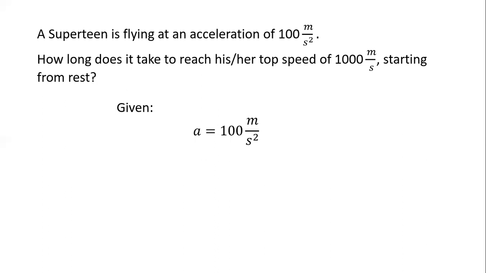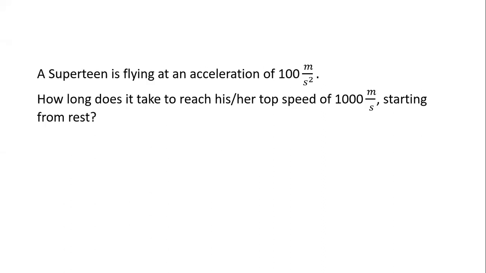So we know that this super teen is actually speeding up, gaining speed from 0 or at rest to 1000 meters per second, because it has an acceleration. When you have an acceleration, you are gaining speed. Okay. Now, another given is the final velocity, or v, which is equal to 1000 meters per second, and then our initial velocity, or v sub 0, which is equal to 0. Now, we have the given.